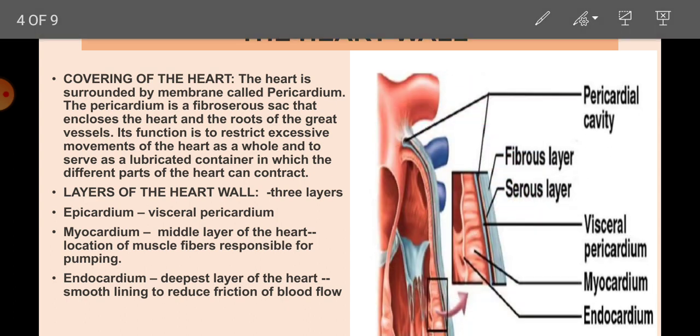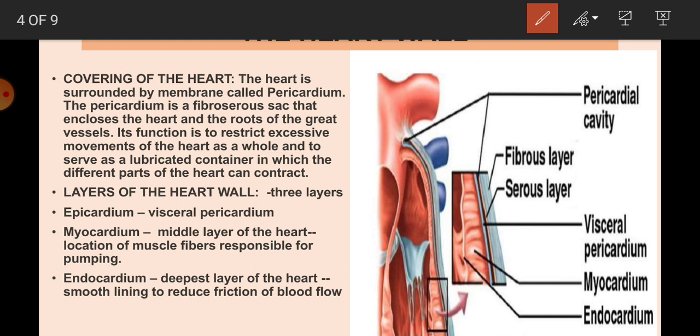Here in this figure you are seeing a cross section of some part of a heart, and this layer outside the heart is pericardium. Then this part is the heart wall.